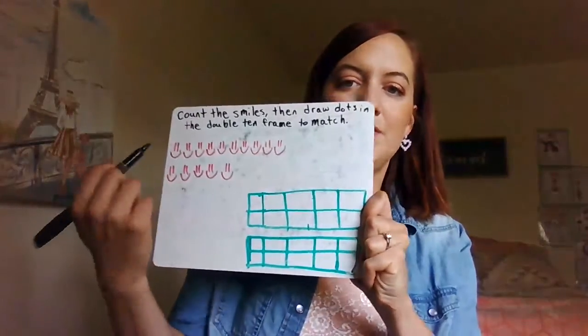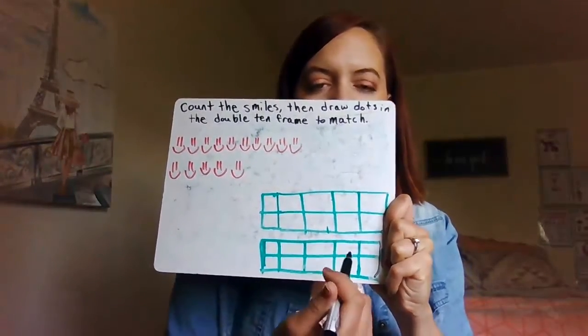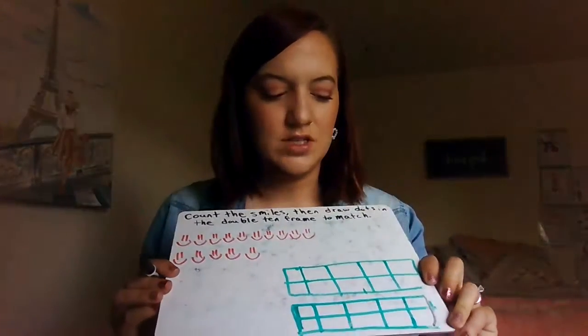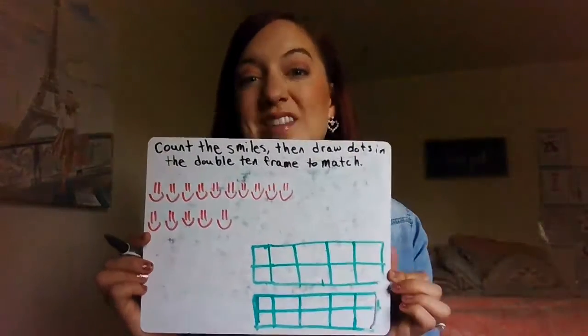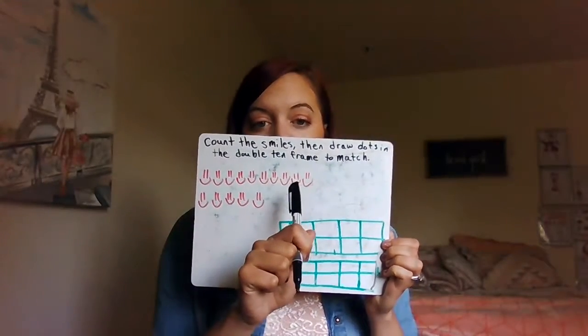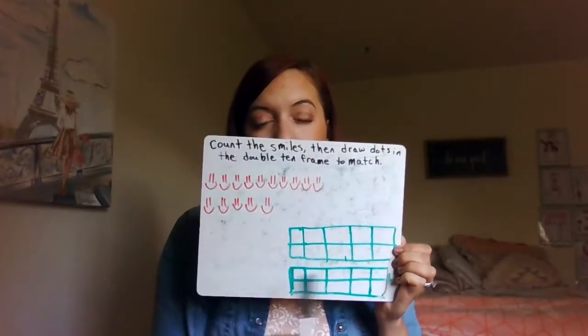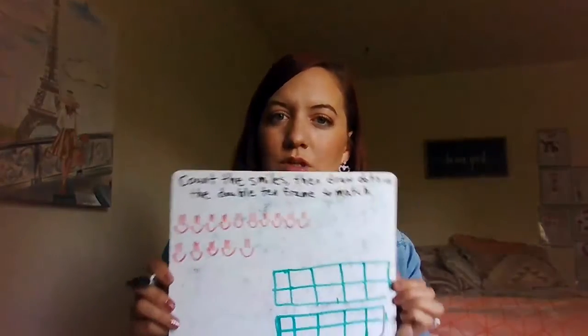So you're going to count up all these smiles, and then you're going to draw dots using these 10 frames so that it matches. And the point of this is just to kind of see what's easier. Is it easier to count things in a linear formation like this, or is it easier to count things quickly using the 10 frame? That's just kind of what we're looking at today.